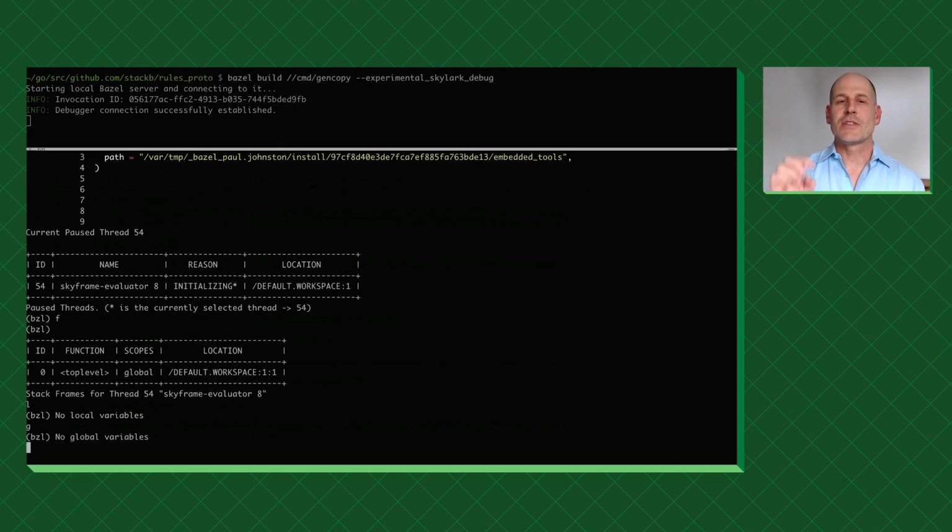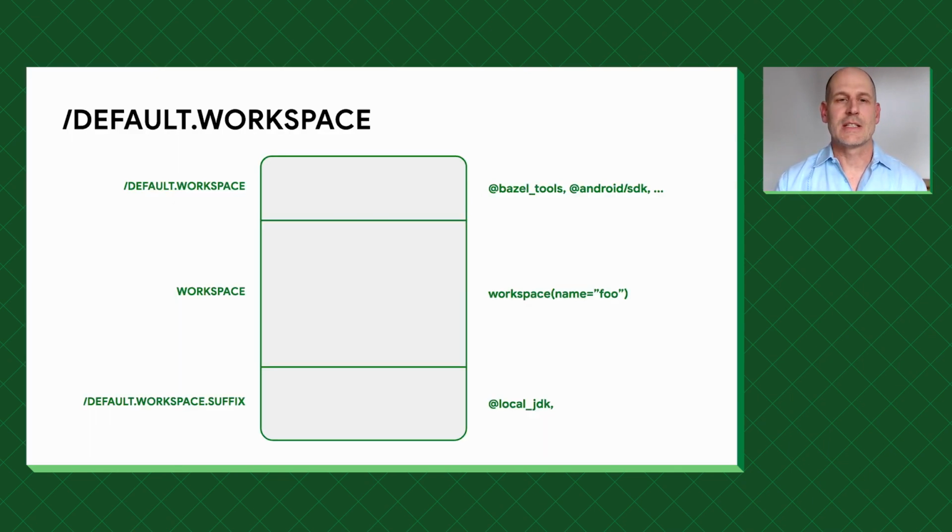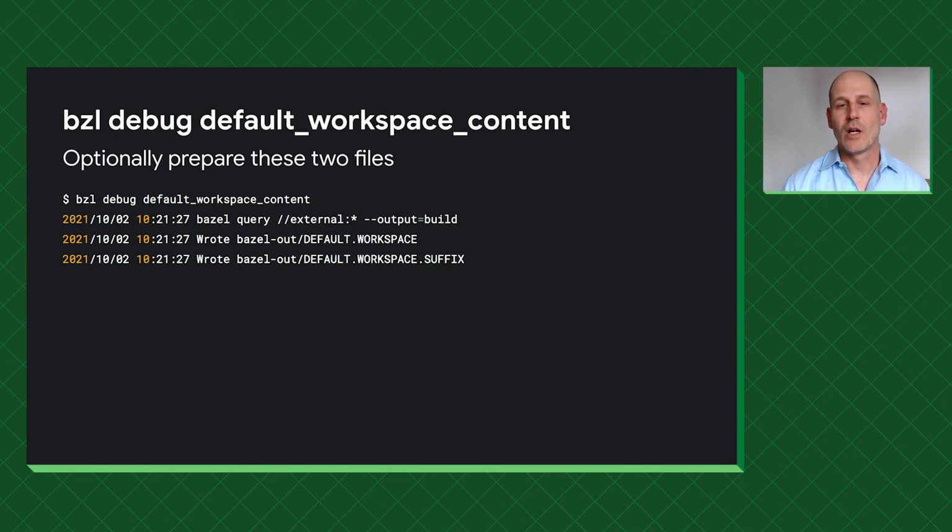So let's digress just for a second. What is this curious thing called the /default workspace? Well, when Bazel parses your workspace file, what it actually does is it prepends content before and after to install built-in workspaces like Bazel tools, which can't be overridden, and then things like the local JDK and any number of remote JDKs you've probably accidentally downloaded at some point or another. There is a subcommand called default workspace content, which will prepare these files. It makes the debugging experience just a little nicer, but it's optional.